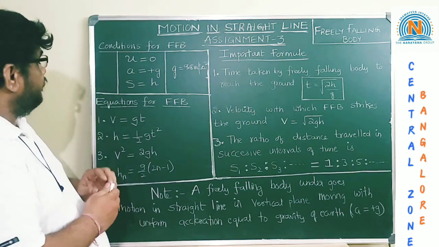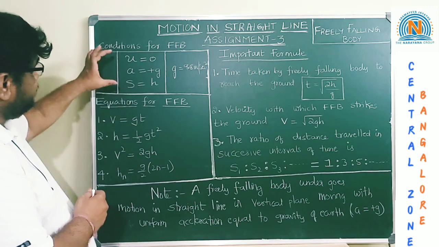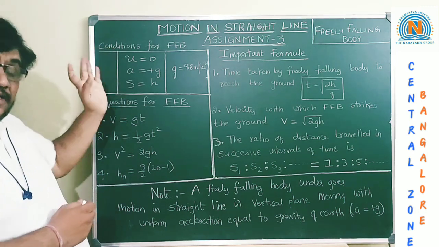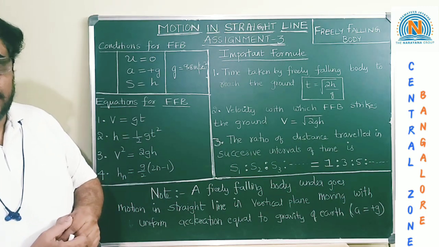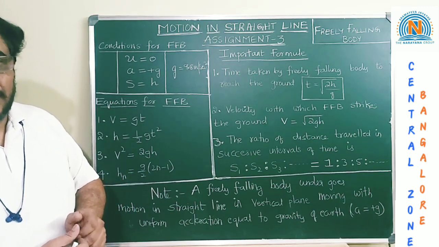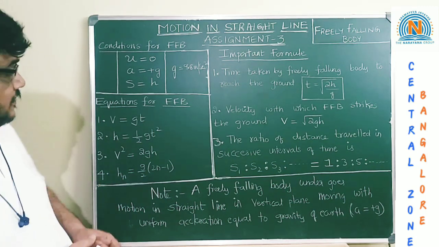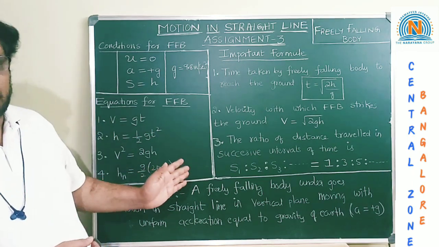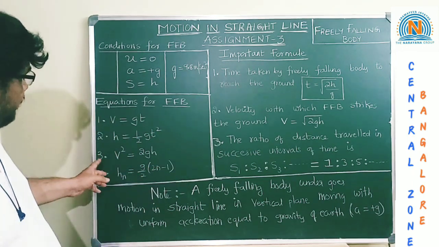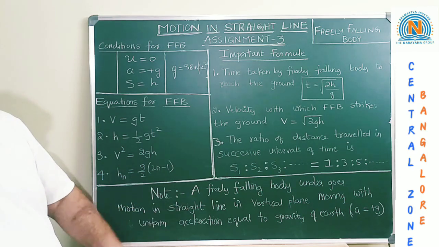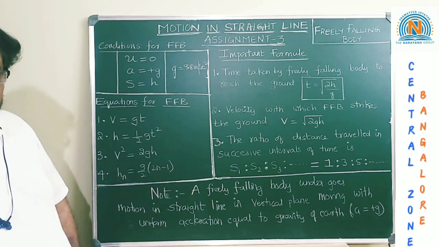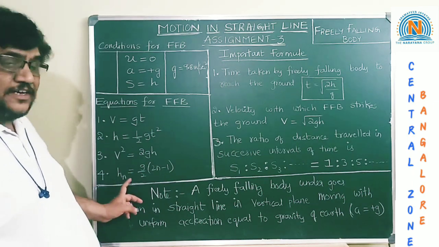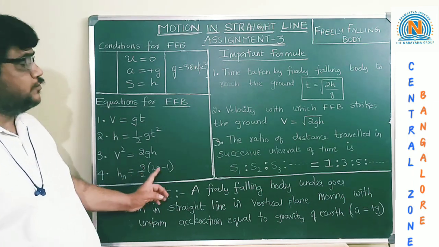In case of a freely falling body, if I substitute these conditions in the general equations of motion, I'll get the equations of motion for a freely falling body. The first equation is v = gt, the second one is h = 1/2 gt², the third one is v² = 2gh, and the fourth one is h_n = g/2 (2n - 1).